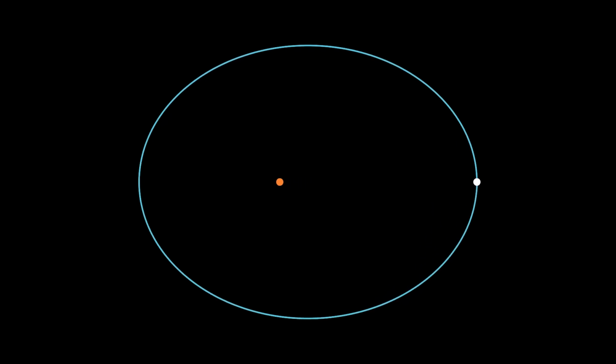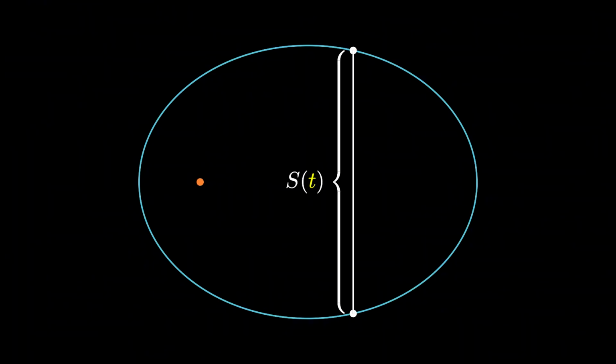But this formula is completely inapplicable to an ellipse. Obviously, the planet's speed changes at every point on the ellipse. So what should we do? Well, Newton thought, what if we still calculate the planet's speed the same way as we calculate the average speed?